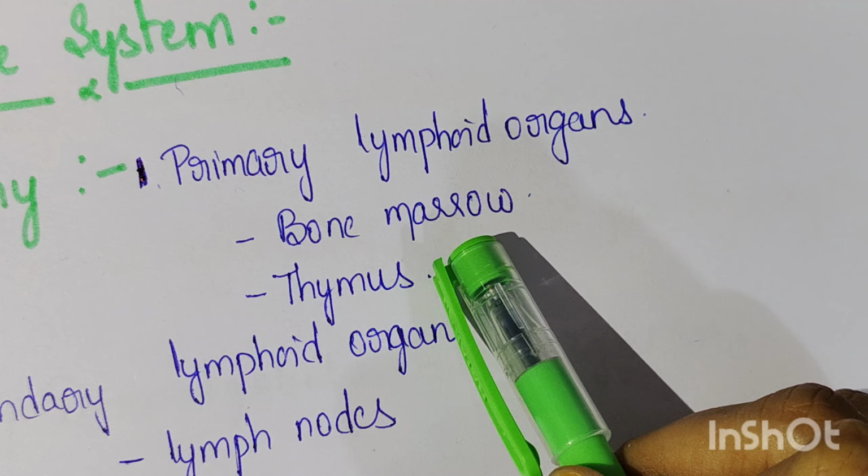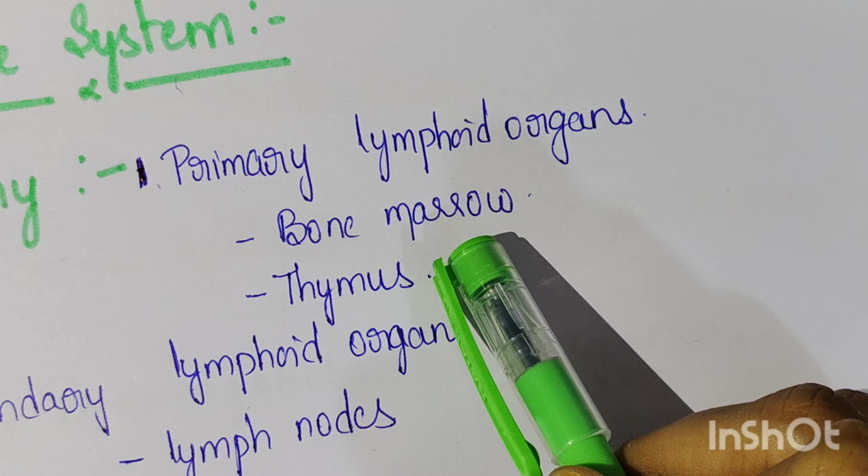And the next is the spleen. The spleen is located in the upper left abdomen. It filters the blood, removing old or damaged RBCs and detecting blood-borne pathogens. It also contains immune cells that can respond to infections.